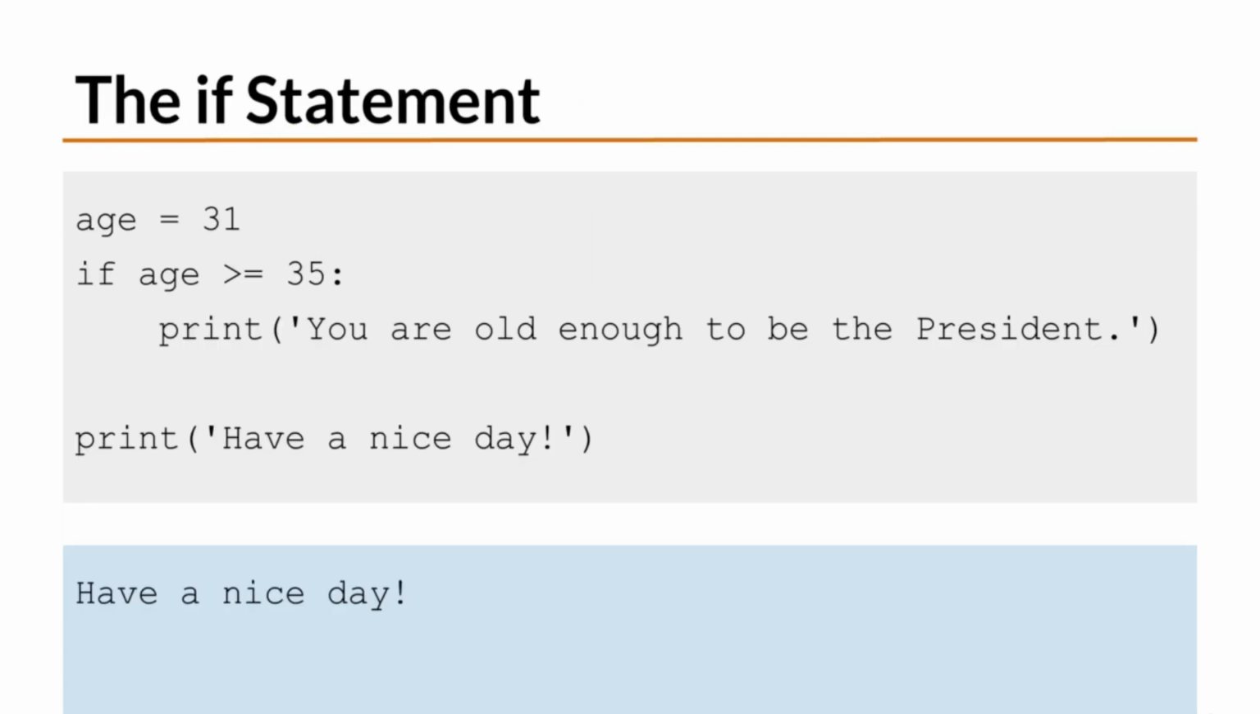Let's get back to the if statement. Notice that the line containing the if statement always ends in a colon. Since age greater than or equal to 35 is false, the Python code indented underneath the if statement is not executed. The final print function will always execute because it is outside of the if statement. Notice that it's not indented, so it's not included in the if statement code block.